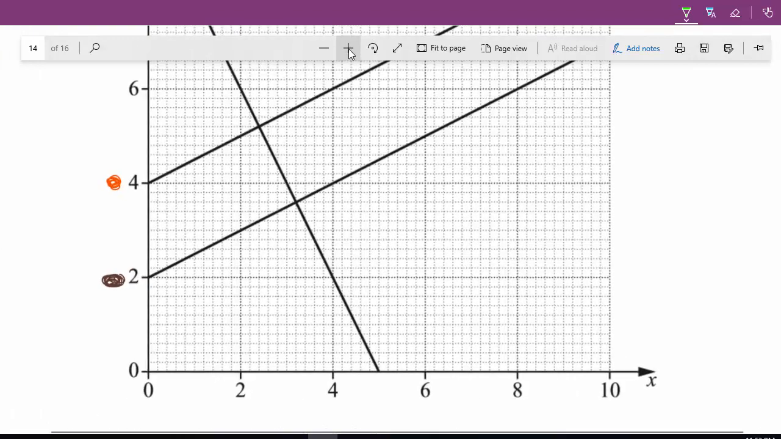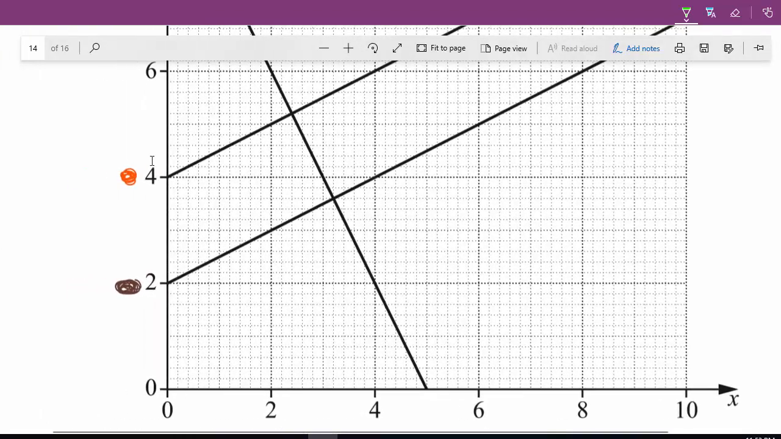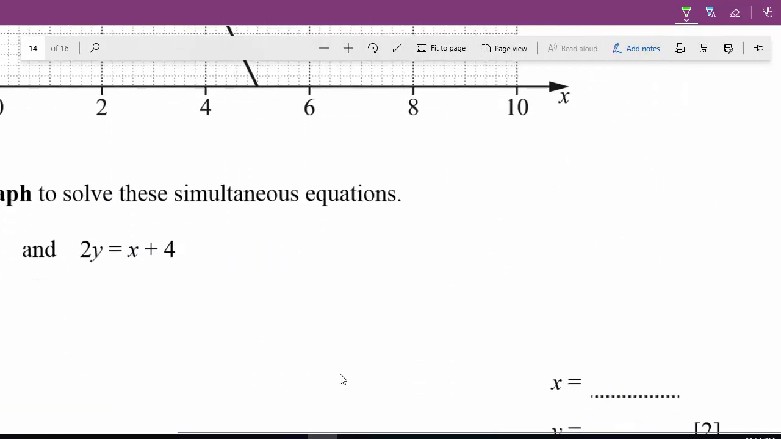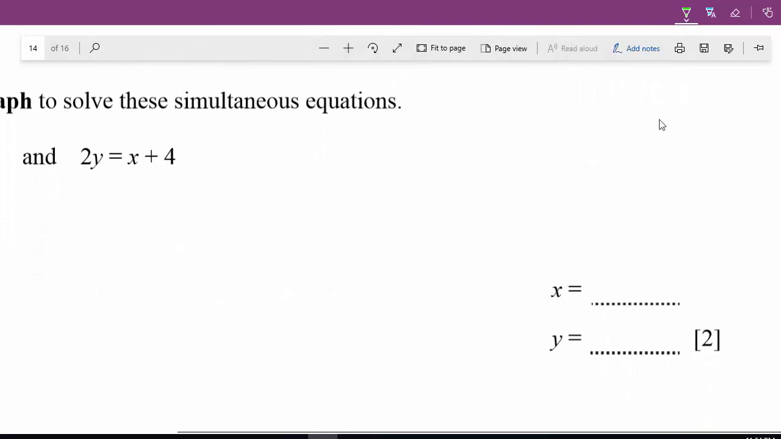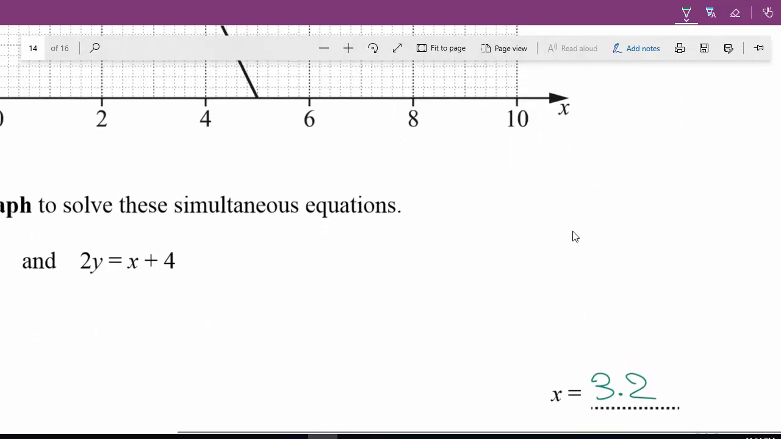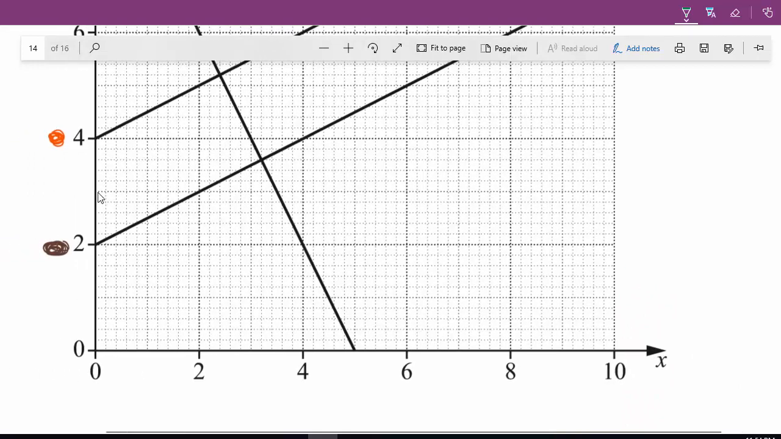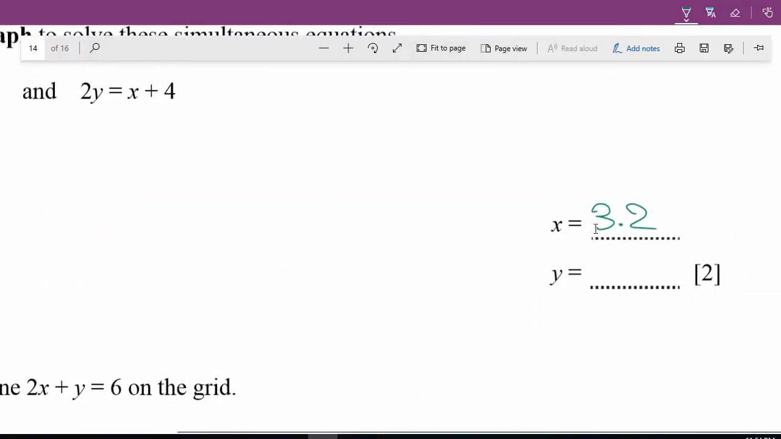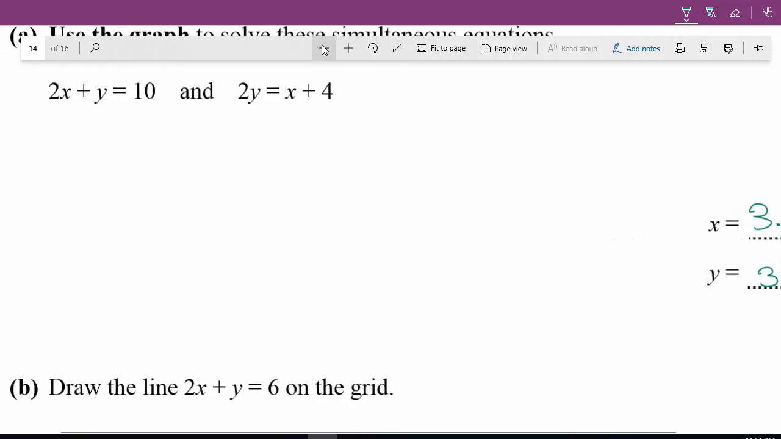Where they cross, if we zoom this in, you see this line is 3, it's 3.2. The x of the solution is 3.2, and the y where they cross is right here, so this is 3, 3.2, 3.4, 3.6. The solution of simultaneous equations must give you two numbers, one for x and one for y. x is 3.2, y is 3.6, done.